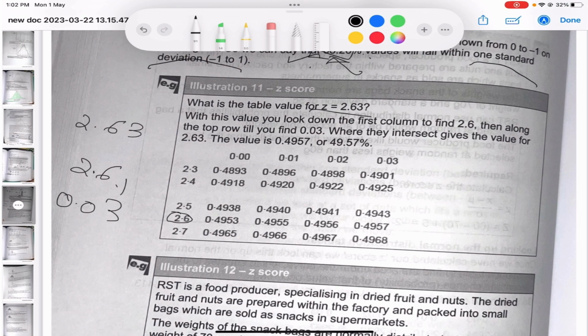If I add 0.03 to 2.6, I'll get 2.63. So see that 2.6 is over here plus 0.03. So it is this. So what is my corresponding value? 0.4957, or 49.57%. I hope you are understanding how I did that.